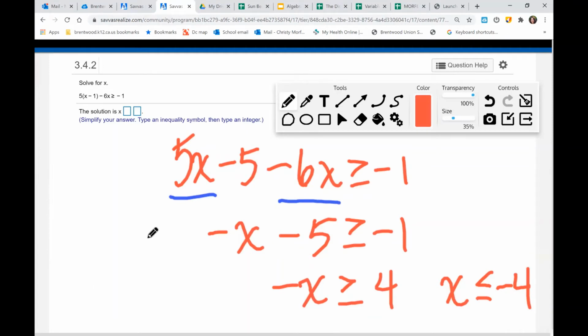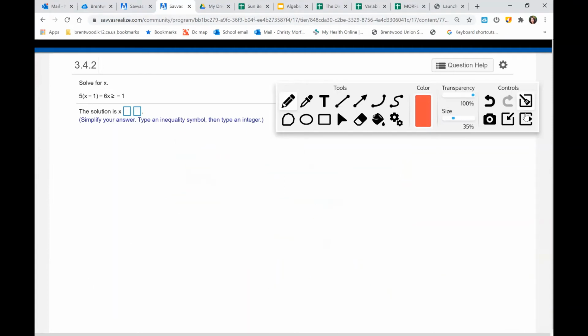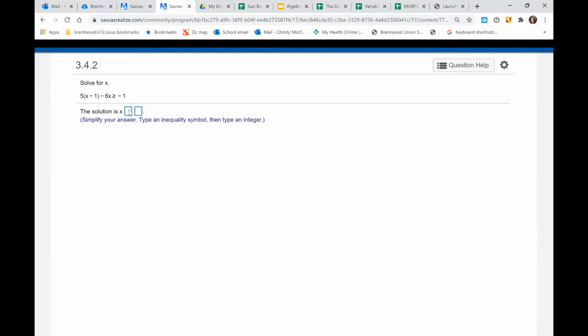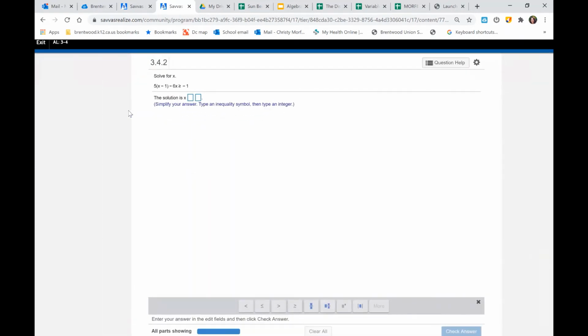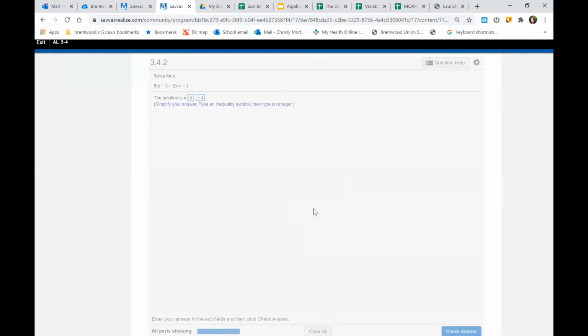So to type this answer into Digits, you would first need to click in the first box, which is where your arrow is supposed to go. And once you do that, you'll notice that a gray box has popped up down below where it will let you click on the less than or equal to symbol. And then in the second box, you will put your answer, which was -4. And that is how you do problems like that.